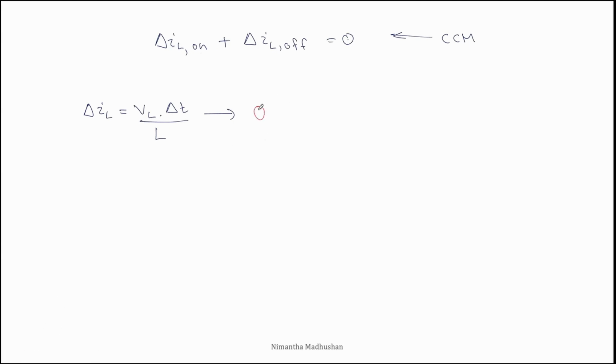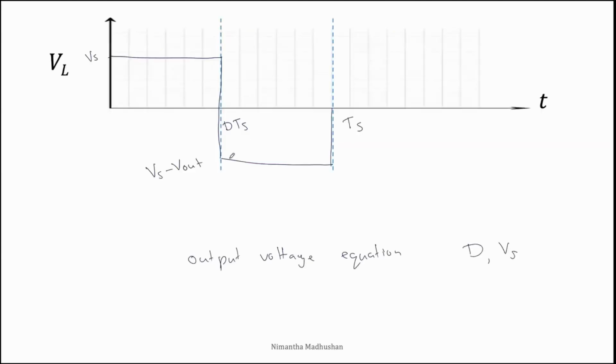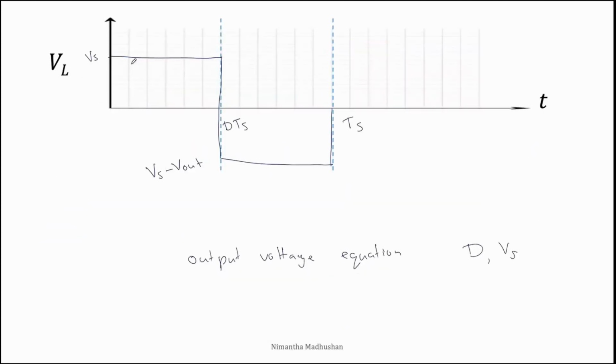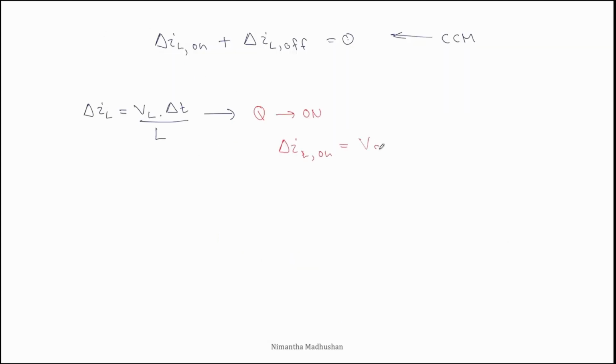For Q is on, we can write delta IL on is equal to VL, the inductor voltage. From this graph, we can get Vs, and delta T is dTs, over inductor value L.